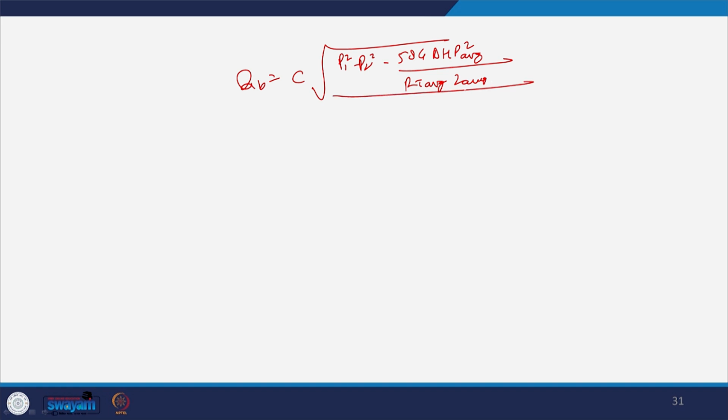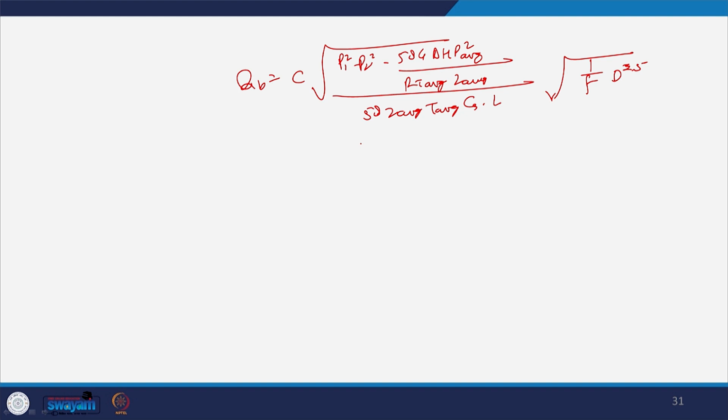So, on taking all constants as C, the previous equation becomes QB is equal to C, P1 square minus P2 square minus 58 G delta H P average square upon R T average Z average, whole divided by 58 Z average T average G L, 1 upon F d to the power 2.5.